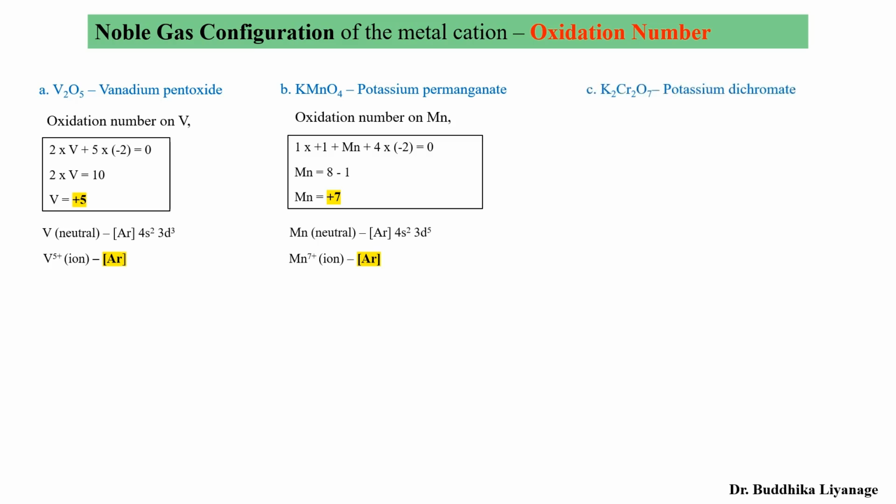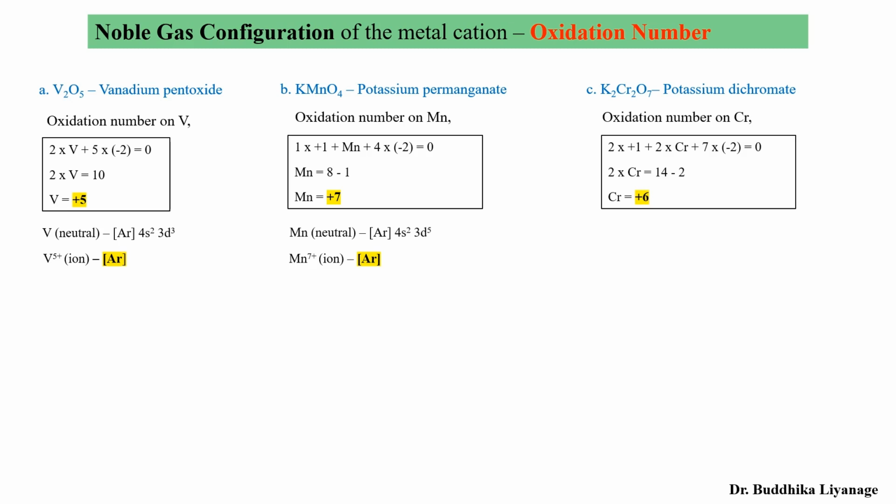Third compound, K2Cr2O7, potassium dichromate. We are going to calculate the oxidation number on chromium. The same way, the compound is neutral. Potassium is +1, there are 2 potassium ions, plus 2 chromium ions, plus 1 oxygen is -2, there are 7 oxygen atoms. So 7 times -2, and the total is equal to 0. The sum of the individual charges, the oxidation numbers, should be equal to 0. Now chromium is in the +6 oxidation state in this compound.